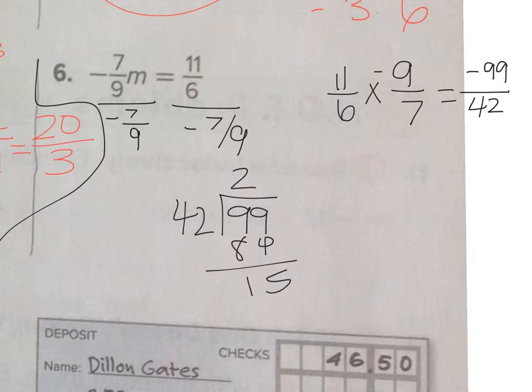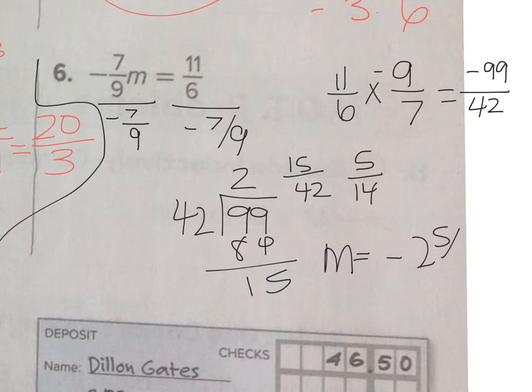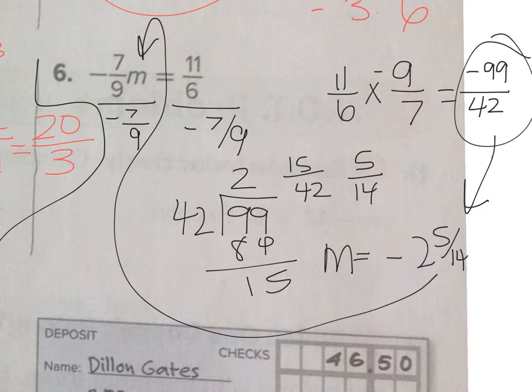And I can see that 3 goes into both of these numbers, so 15 over 42 can be the same as 5 over 14. So for our variable, m equals negative 2 5/14, because remember our answer up here was negative, and if we were to plug this back in here, negative 7/9 times negative 2 5/14 would give us a positive 11 over 6.